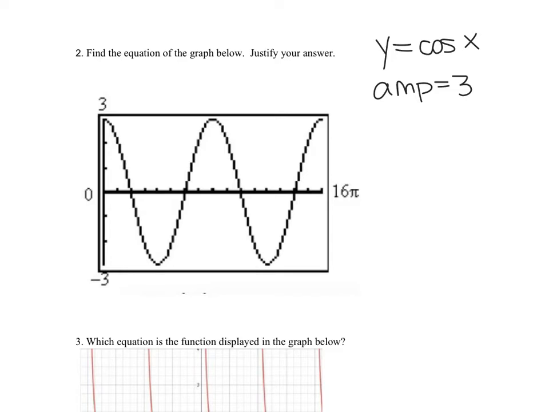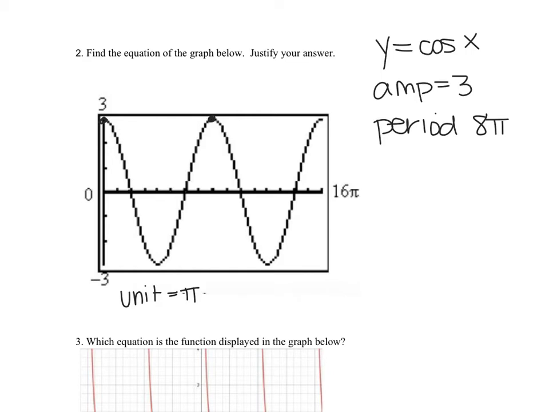I know that the very last line here is 16 pi, so that tells me my units are pi. Each tick mark here represents pi, and if we figure out where one cosine cycle would end, we would start at 0, 3, and end where we come back to a max at 3, and that would happen at 8 pi. So that tells me my period is 8 pi.